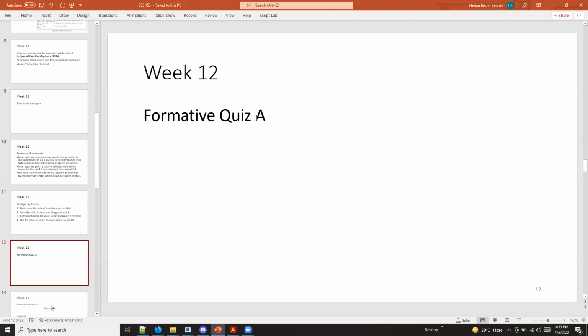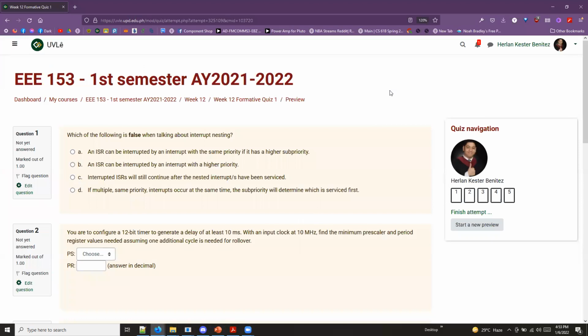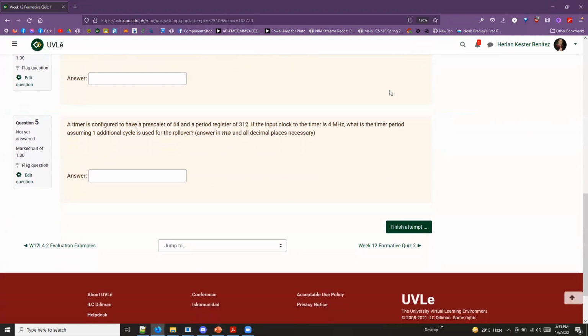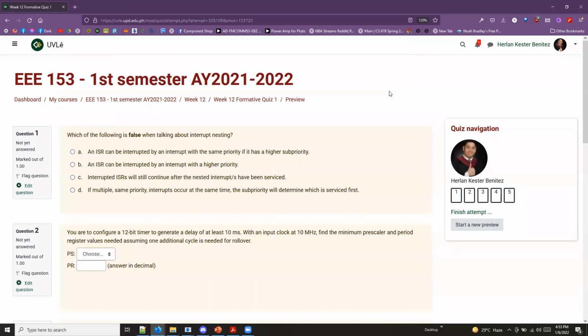So let's look at formative quiz 1 for week 12 on our UVLE page. Actually, I have it preloaded over here. Basically, there are 5 questions, and the first one is to determine which of the following statements are false. Actually, just one: which of the following is false when talking about interrupt nesting? Recall, nesting is when an interrupt interrupts another interrupt.